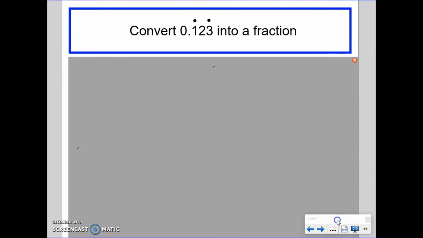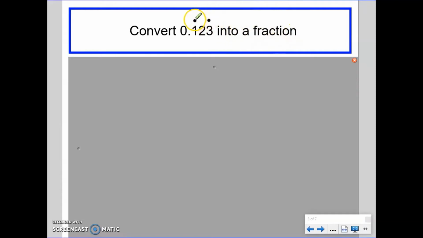Let's have a go at another question. You have the ability to pause the video and go ahead if you want to have a go at this question yourself, or you can wait for my explanation. There will be some questions later on in the video. I want to convert 0.123 recurring into a fraction.